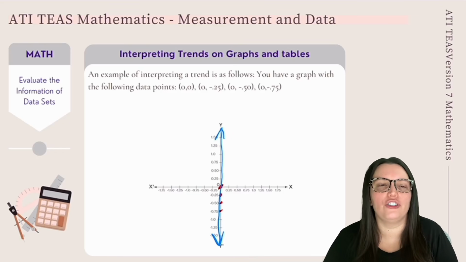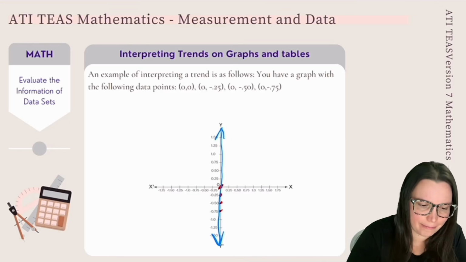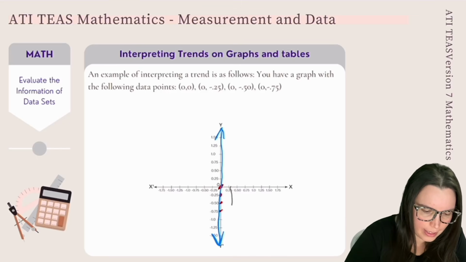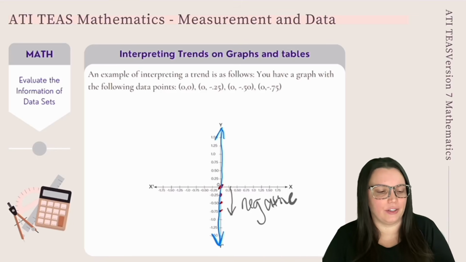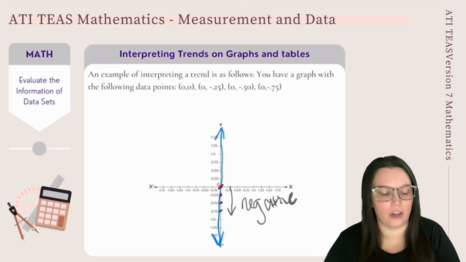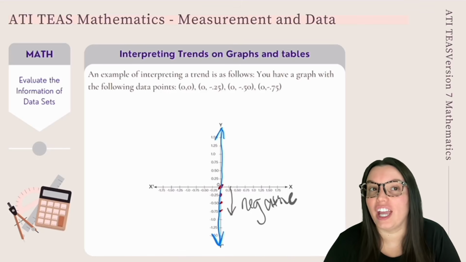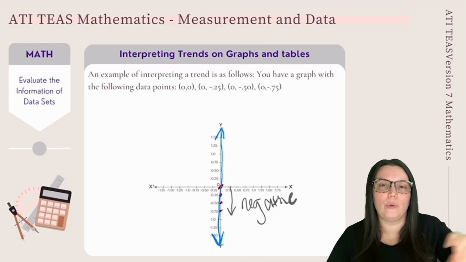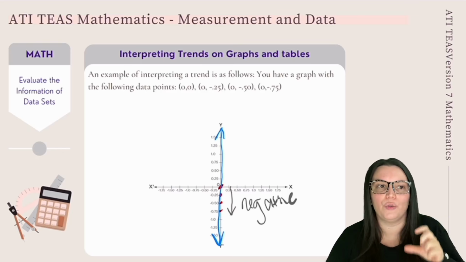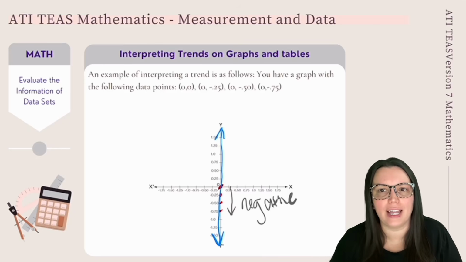The direction of the trend is negative. So if you look at it, based on our plots, as we were going down this line, we have a negative trend with these particular numbers that we plotted on our graph. The rate of change is 0.25 because every time we went down 0.25 based on the data that was provided.